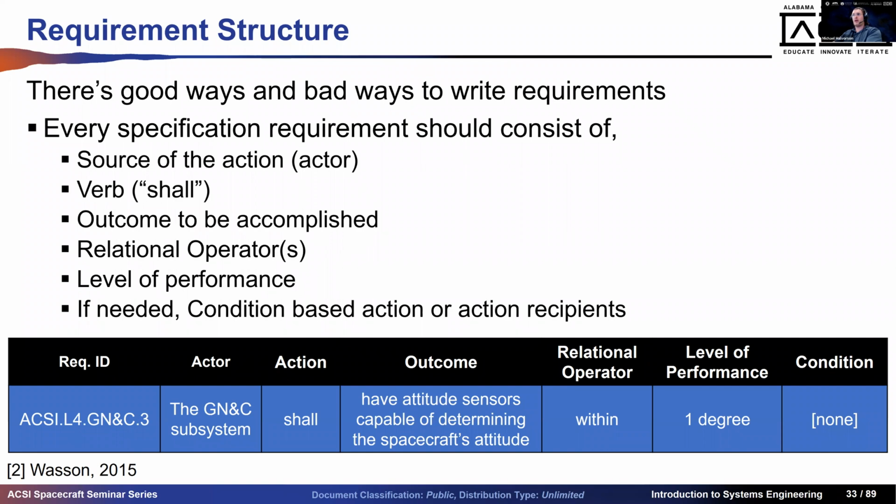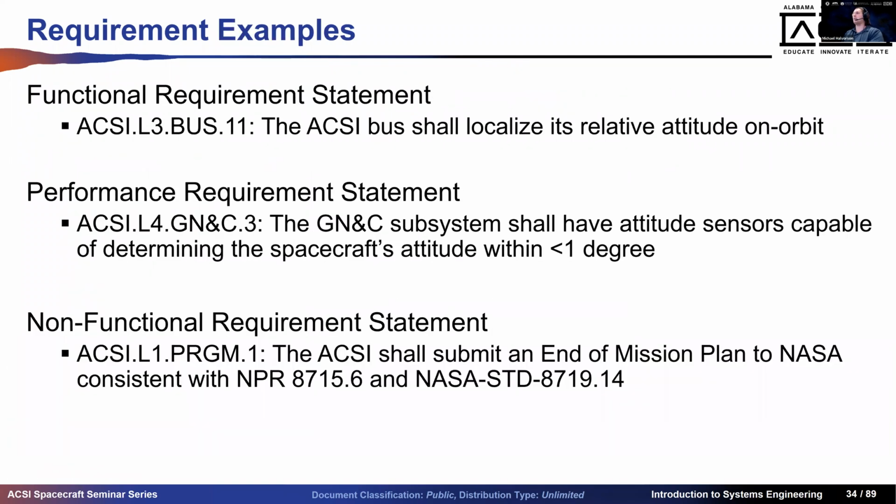So, a good way and a bad way to write these requirements. The way we speak about these things matters. Here are some examples of the statements. Function: we shall localize its relative attitude on orbit. Cool. No level of performance. It either does or it doesn't. Performance: we have attitude sensors. That's that same one. Non-functional: we'll submit an end of mission plan to NASA consistent with NPR 8715.6 and standard 8719.14. Non-functional, it's not a performance or requirement statement. Yay.